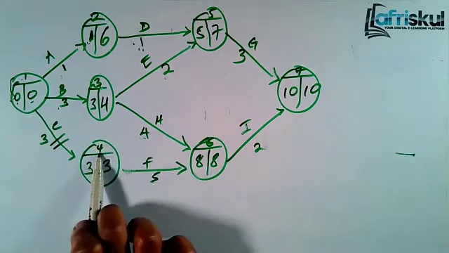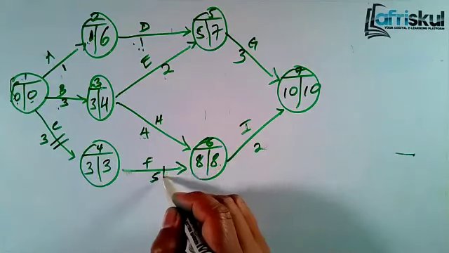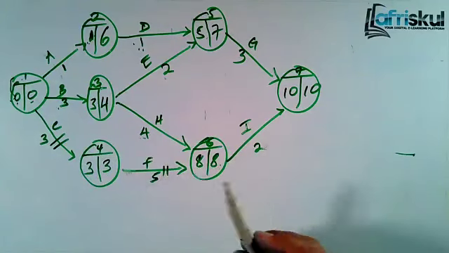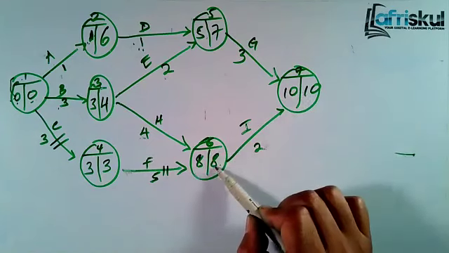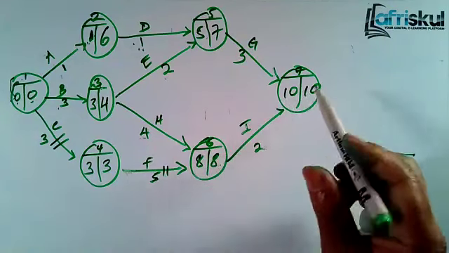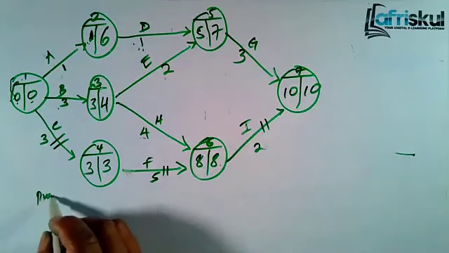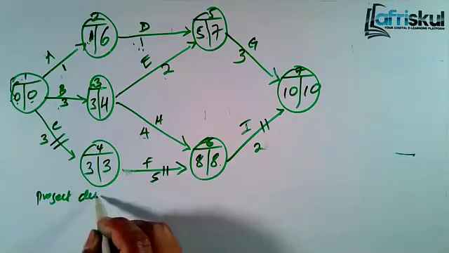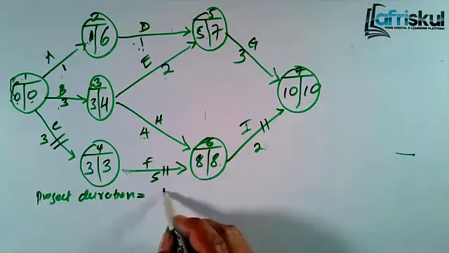Now, from 4, you go to 6. You see 8, 8. It's another critical path. From 6, you continue. So in this case, 8, 8, 10, 10. We have that. Now, this is what I mean. The project duration, that means you'll complete your project. You see, it was 10 days.